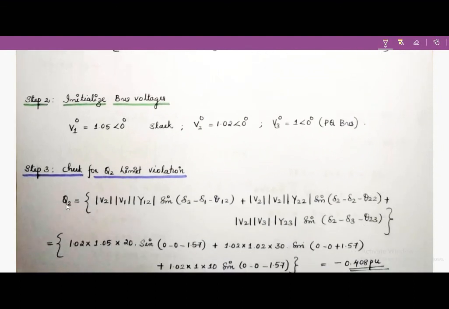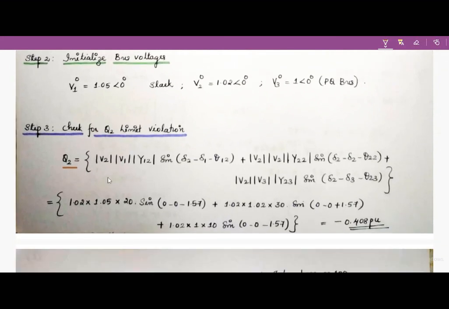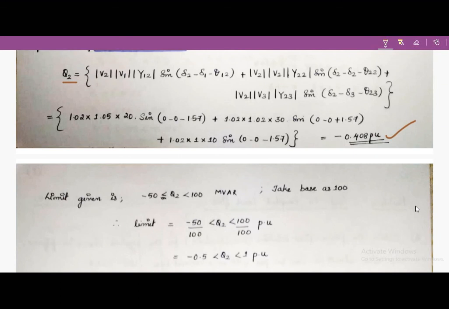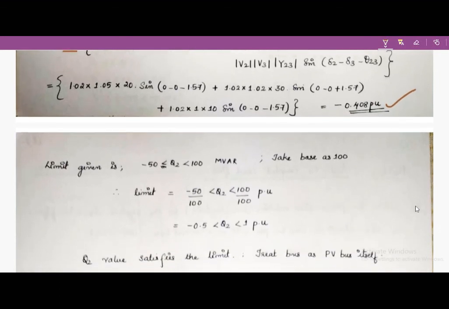You'll calculate the value for Q2. How will you calculate the value for Q2? Because we know the equation for Q2, right? From that equation, after substituting the different values, you'll be calculating the value for Q2. Once you calculate the value for Q2, what would be the next step? Yes, checking or comparing this calculated value of Q2 with respect to the limits specified.